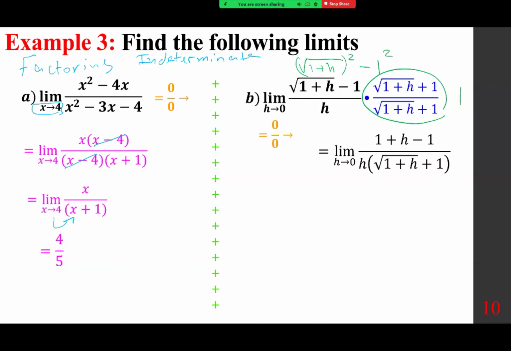As far as the denominator is concerned, because h is approaching 0, you're hoping to get rid of that. You never distribute. 1 and negative 1 cancel each other. h and h cancel each other. And now if we plug in, 1 and 0 is 1, square root of that is 1, 1 and 1 is 2, so the final answer is 1/2.